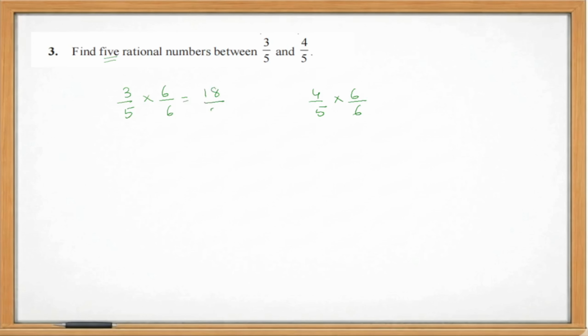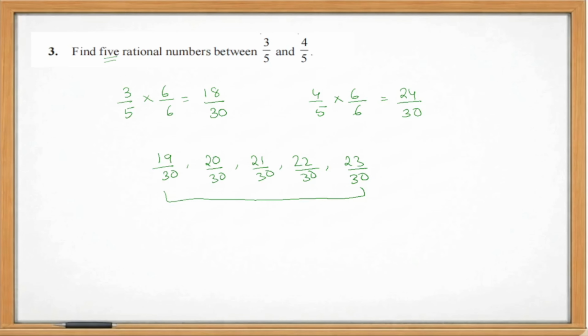18 by 30, and this is equal to 24 by 30. And we have to find 5 rational numbers between 18 by 30 and 24 by 30. So which is 19 by 30, 20 by 30, 21 by 30, 22 by 30, 23 by 30. So these are the 5 rational numbers between 3 by 5 and 4 by 5. Now let us go to the next question.